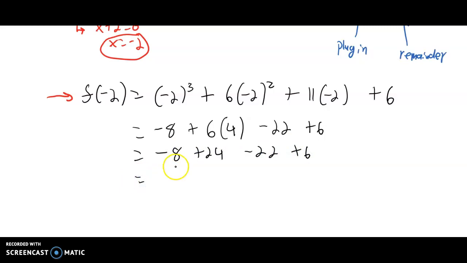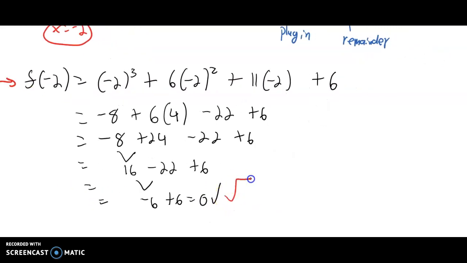So we'll just take these in order. Negative 8 plus 24 is positive 16. I still got minus 22 plus 6. 16 minus 22, negative 6 plus 6. Oh, great. It is 0. So our conclusion is, since f of negative 2 equals 0, meaning the remainder is 0, there is no remainder.